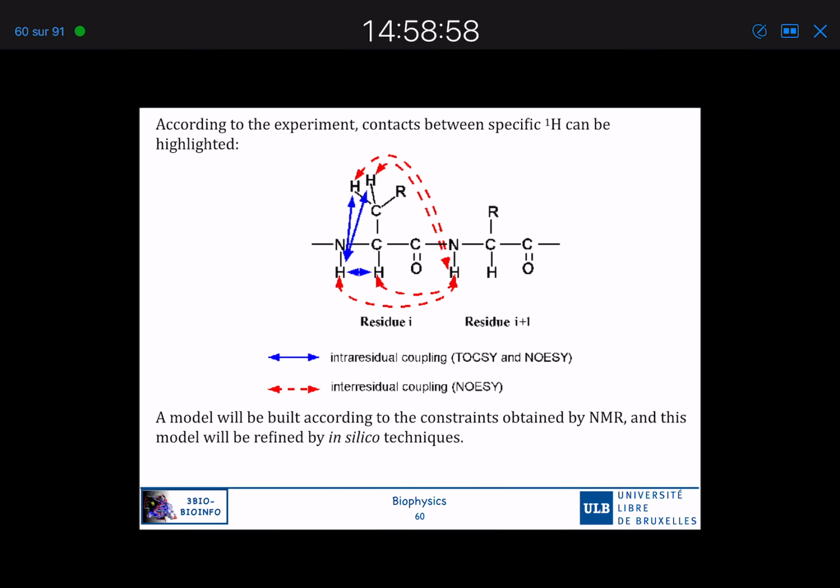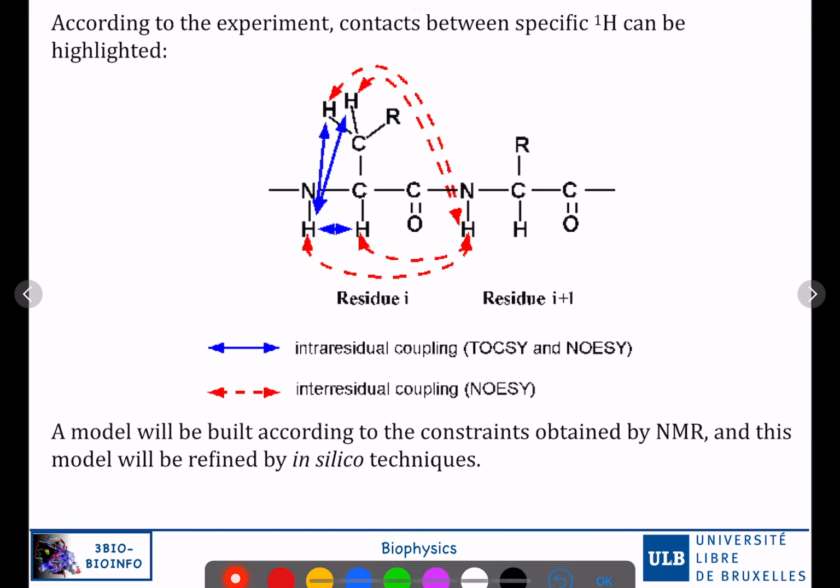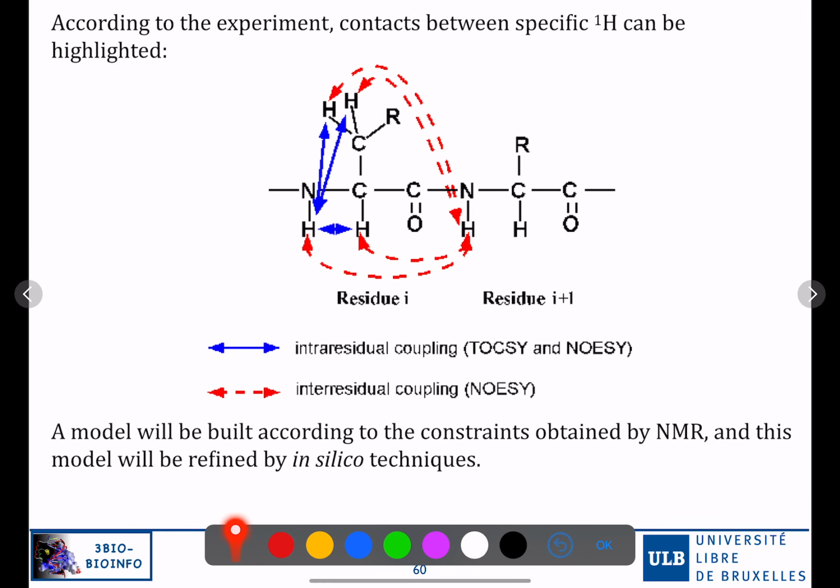Okay, so that's something that is quite important here, is that you have several models for one NMR experiment.